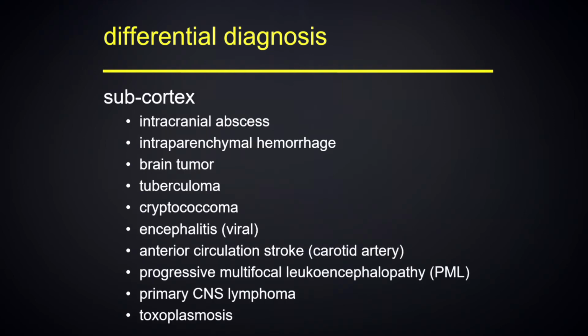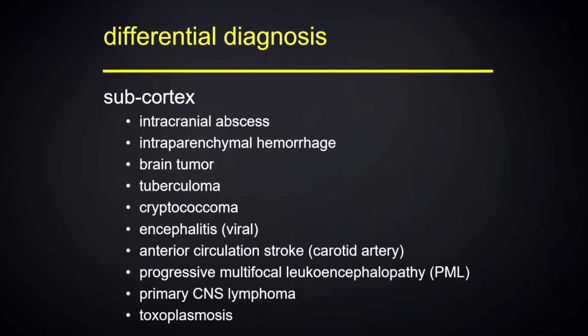Go one step deeper into the subcortex and now the disorders start to be a little bit different. You start to see things like intracranial abscesses, intraparenchymal hemorrhages often from untreated hypertension, deeper brain tumors, tuberculomas again, cryptococcomas, viral encephalitides love the deep brain, anterior circulation strokes. In HIV positive and immunocompromised individuals, this is where progressive multifocal leukoencephalopathy, or PML, from the JC virus lives.